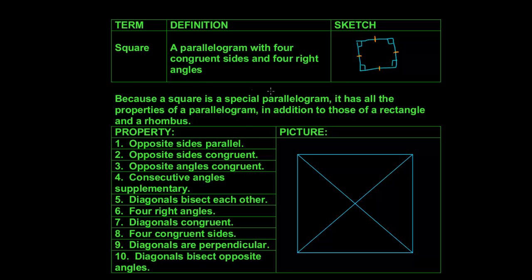Alright, because a square is a special parallelogram, it has all of the properties of a parallelogram in addition to those of a rectangle and a rhombus. Like I just said, that's a combination of the two. So let's look at our properties. Opposite sides are parallel.